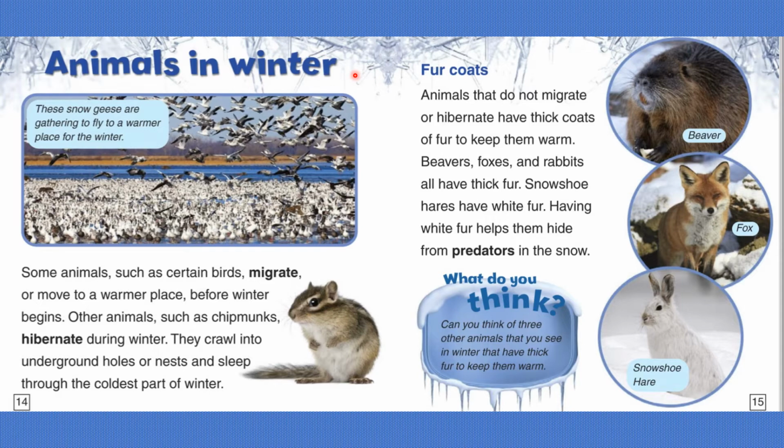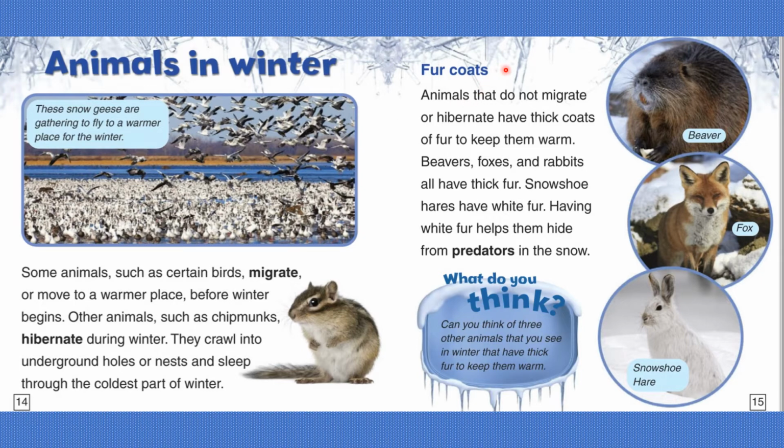Animals in winter. Some animals, such as birds, migrate or move to warmer places before winter begins. Other animals, such as chipmunks, hibernate during winter. They crawl into underground holes or nests and sleep through the coldest part of winter. It says these snow geese are gathering to fly to a warmer place for the winter.